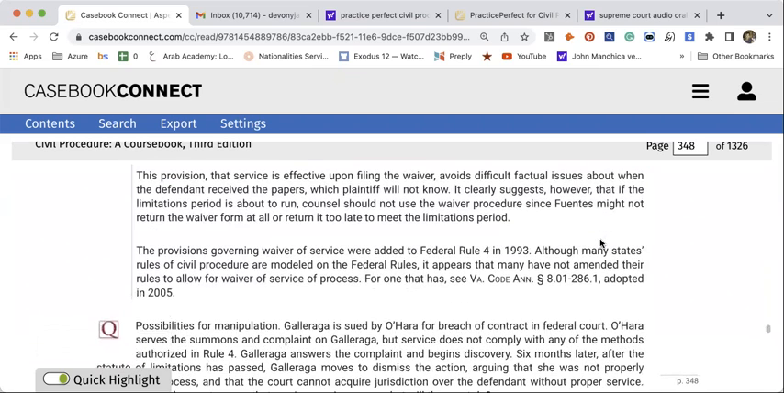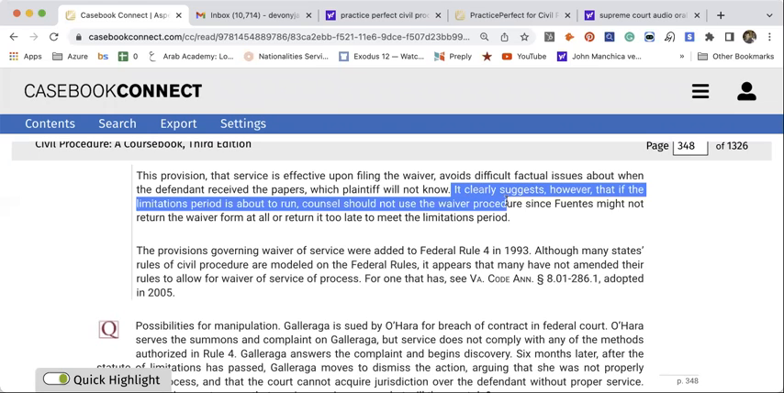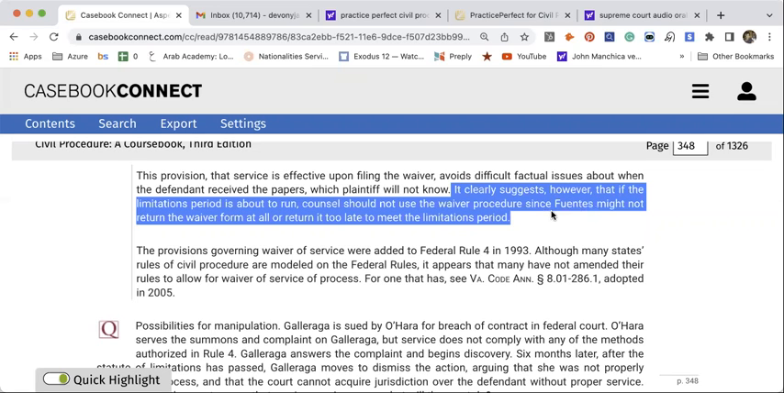The provision that service is effective upon filing the waiver avoids difficult factual issues about when the defendant received the papers, which the plaintiff will not know. It clearly suggests, however, that if the limitation period is about to run out, counsel should not use the waiver procedure, since Fuentes might not return the waiver form at all or return it too late to meet the limitations period.